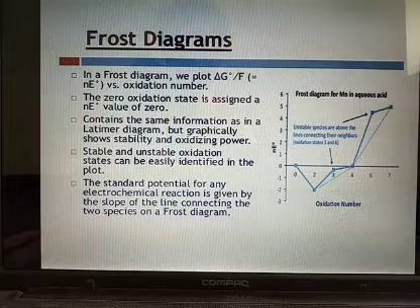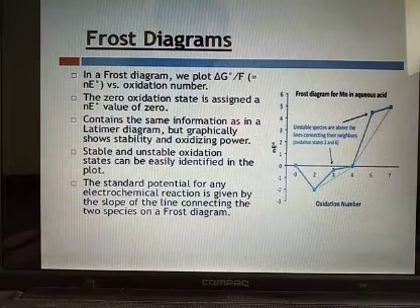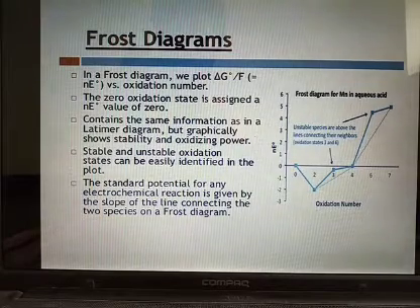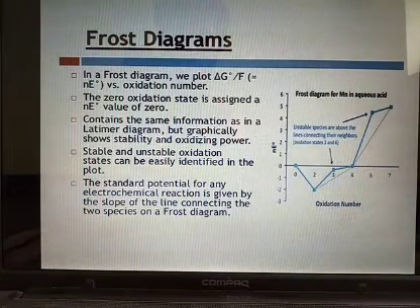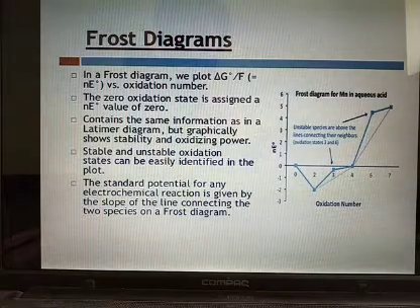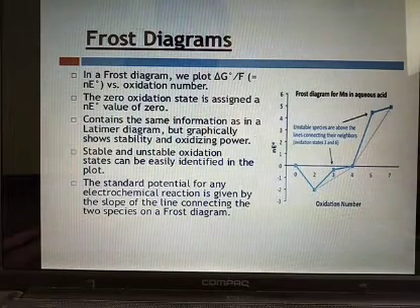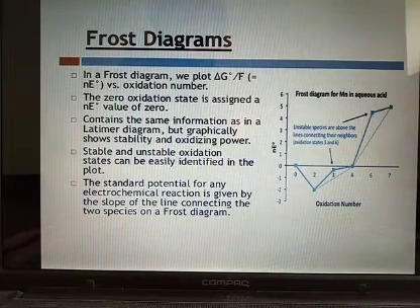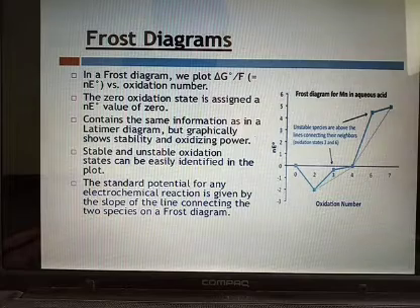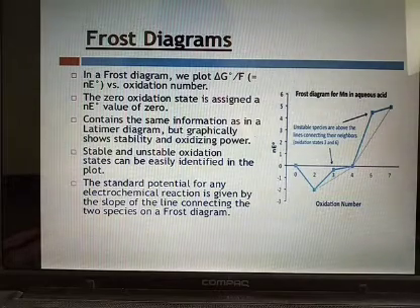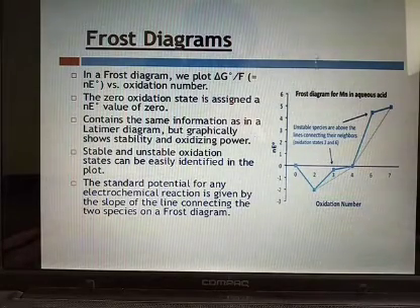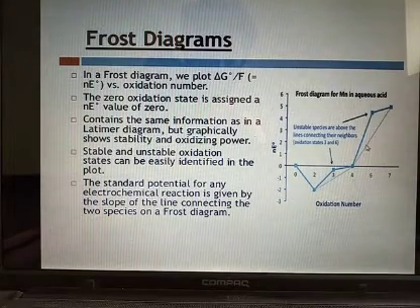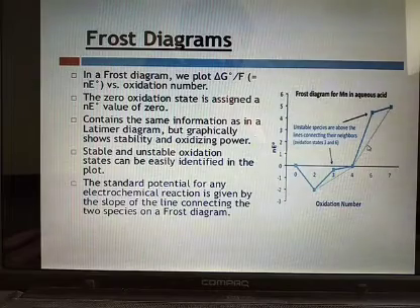Then the Frost diagram. In this Frost diagram we can plot a graph of delta G naught against N E naught. The zero oxidation state is assigned E naught value 0. It contains the same information as the Latimer diagram, but graphically shows the stability and oxidizing power. Stable and unstable oxidation states can be easily identified in this plot. Here they have shown some graph, and based on this we can predict the stable oxidation state.